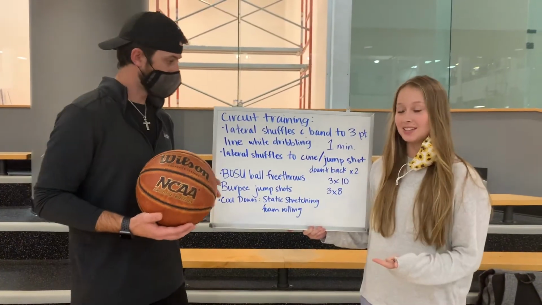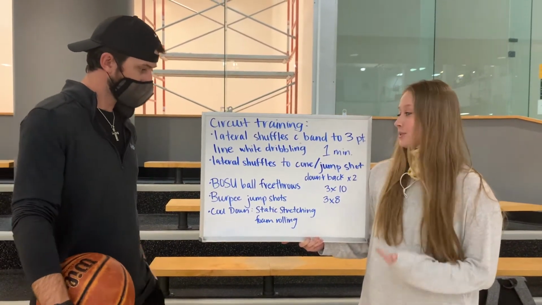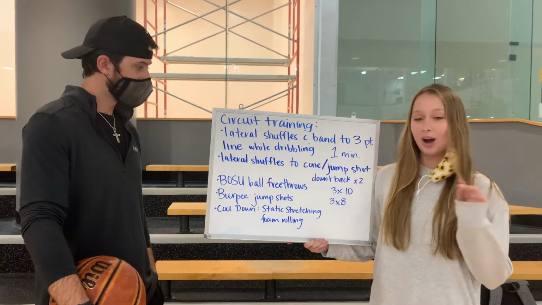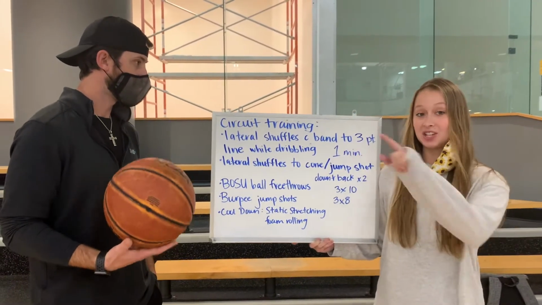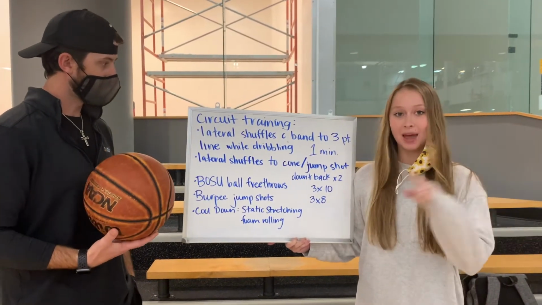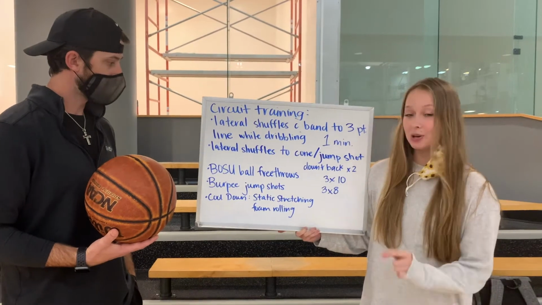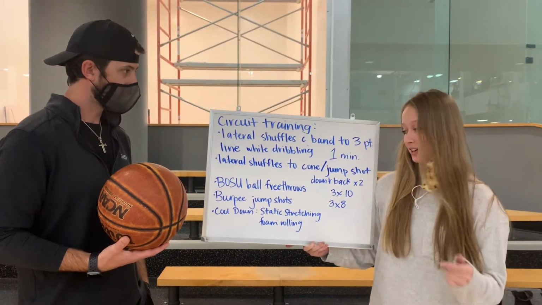This is our patient Dustin, so we're going to begin him on his circuit training. We're going to start off with lateral shuffles with the band to the 3-point line while he's dribbling just for 1 minute. Then we're going to do lateral shuffles to each cone, followed up by a jump shot. I'm just going to get him to go down and back 2 times. And we're going to do Bosu ball for free throws. I'm just going to get him to do 10 free throws and do 3 sets of that.